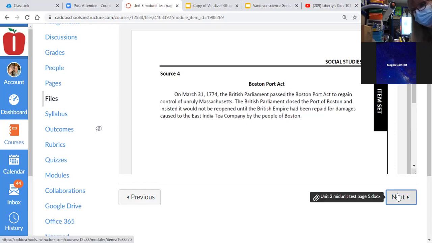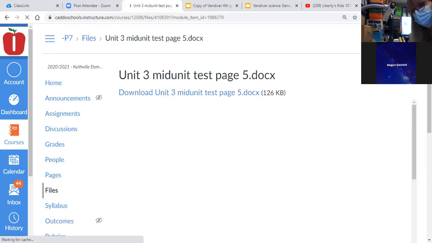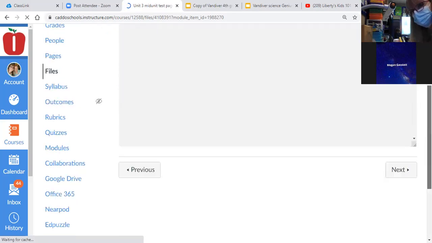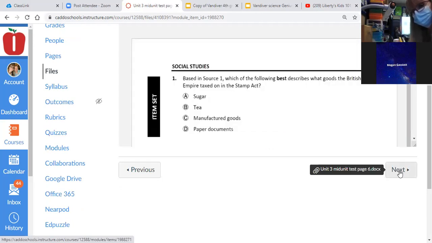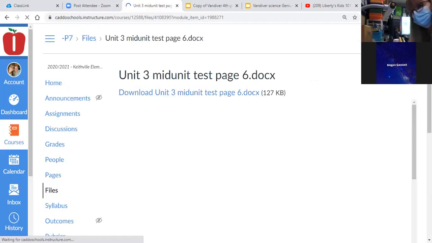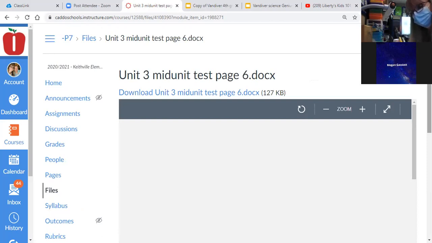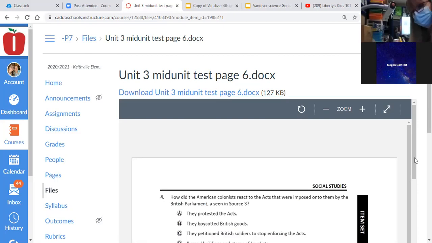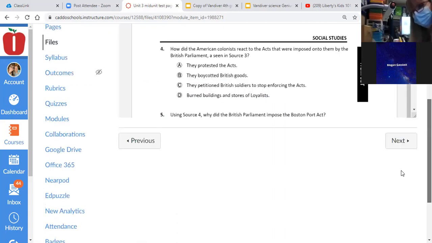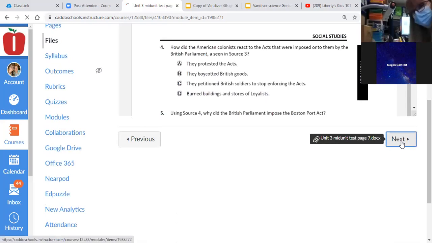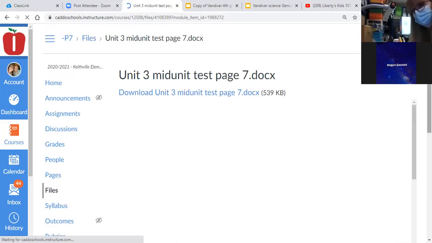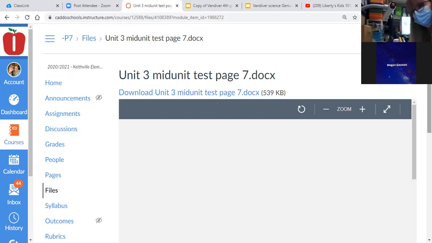And I'm going to hit next a couple times because page 5 is actually the first page of questions. Page 6 is the second page of questions that we just went through. Page 7 is actually the questions that we're on now. If it'll load up, it'd be great.